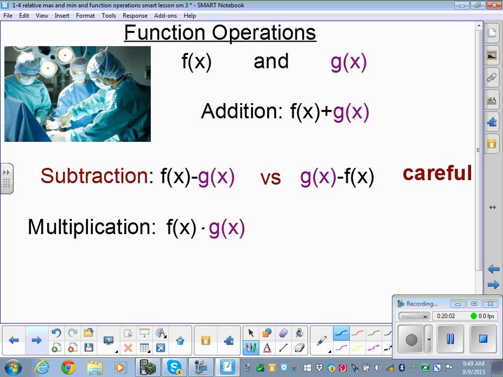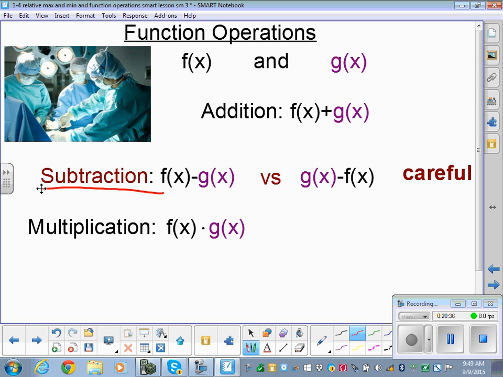So addition, this is what it will look like when I want you to do addition: f of x plus g of x. Hopefully you've seen that before. And then subtraction, f of x minus g of x. There's a difference between f of x minus g of x versus g of x minus f of x. We have to be careful. Subtraction is like the operation of all operations. With this one, we have to be so careful, and if they're going to put an operation on an ACT, they're going to put subtraction for sure, because 9 out of 10 people are going to miss it because they're not careful, and you're careful if you're good at math, right?